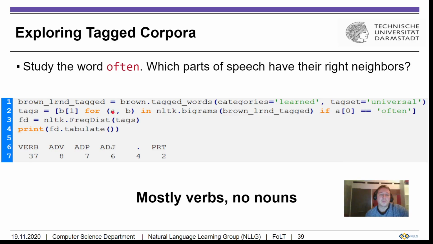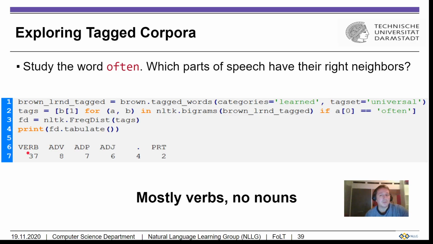So we have a word, where 0 is the word and 1 is the part of speech tag. We're going to check if the first word is often, what's going to be the part of speech of the following word? So this is just all the part of speech tags of the words that follow the word often. We're going to do a frequency distribution and tabulate this.